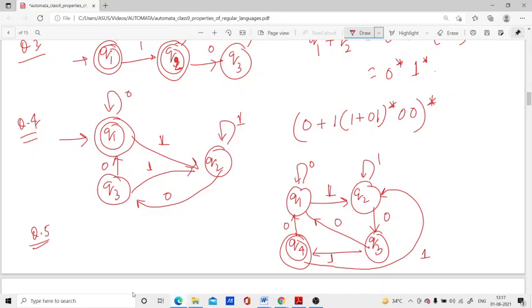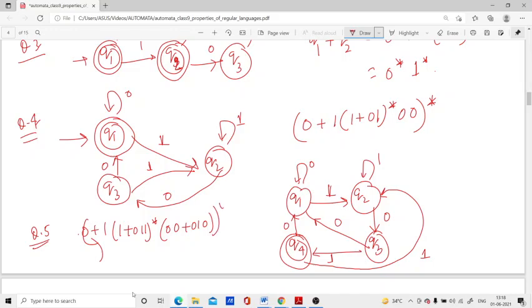And the thing is that in that particular case, the result should be some big thing. That means it will come out like 0 plus 1, 1 plus 0, 1, 1 star. That is 0, 0 plus 0, 1, 0.